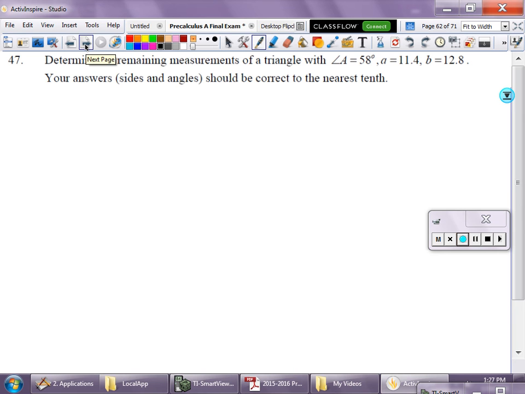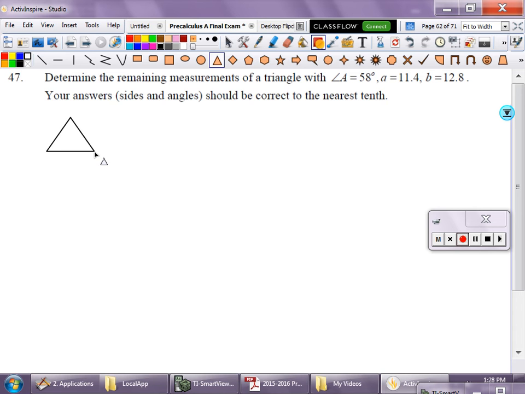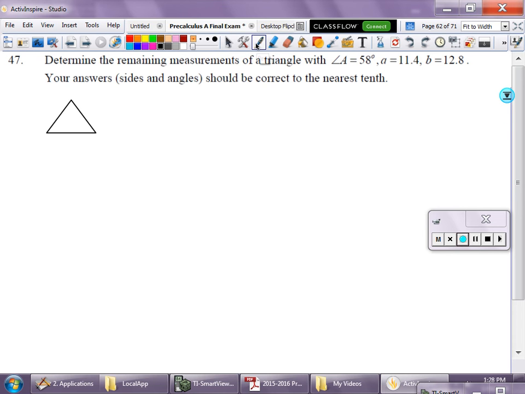Okay, first thing you want to do is draw your triangle and label angle A, 58 degrees. Side A is equal to 11.4. Angle B, I usually like to put left to right, top to bottom. B is equal to 12.8. And that's it. Your answers.